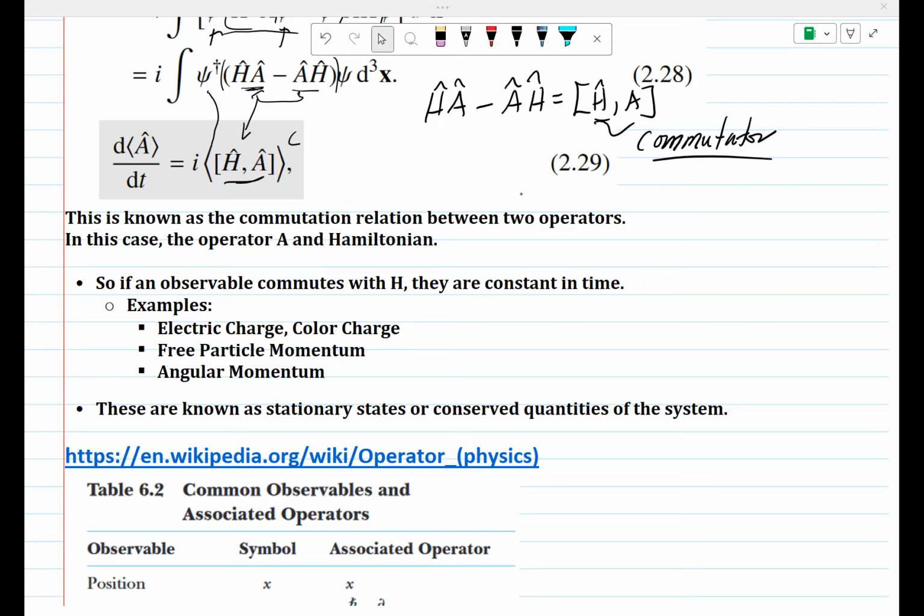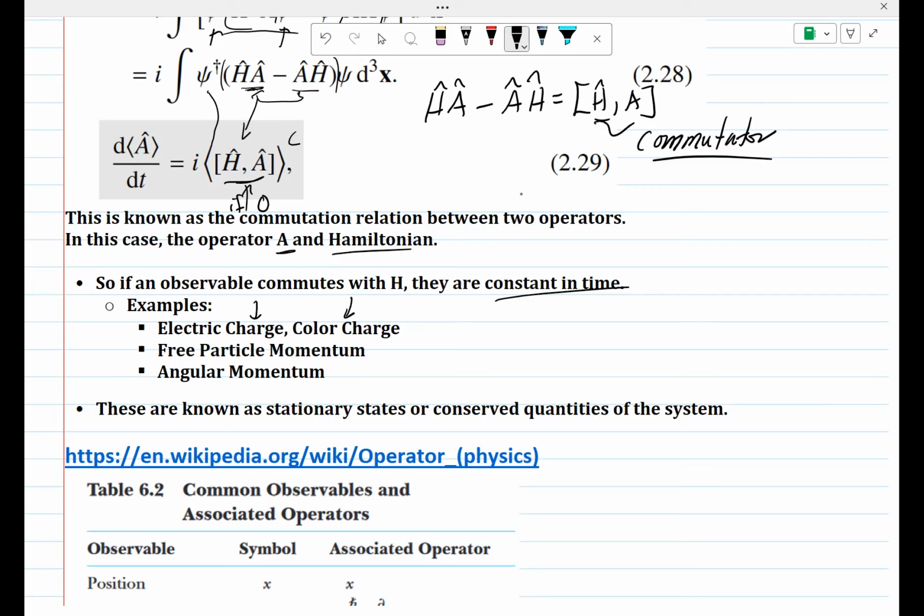Okay, so this is nice because if you just figure out whether or not your operator commutes with the Hamiltonian, it tells you whether or not it changes with time. If it does not change with time, that means it does commute. So if this commutation relation is 0, big if, that means whatever this observable is, it is constant in time. For example, if you have an operator like electric charge or the color charge, those are constant with time.